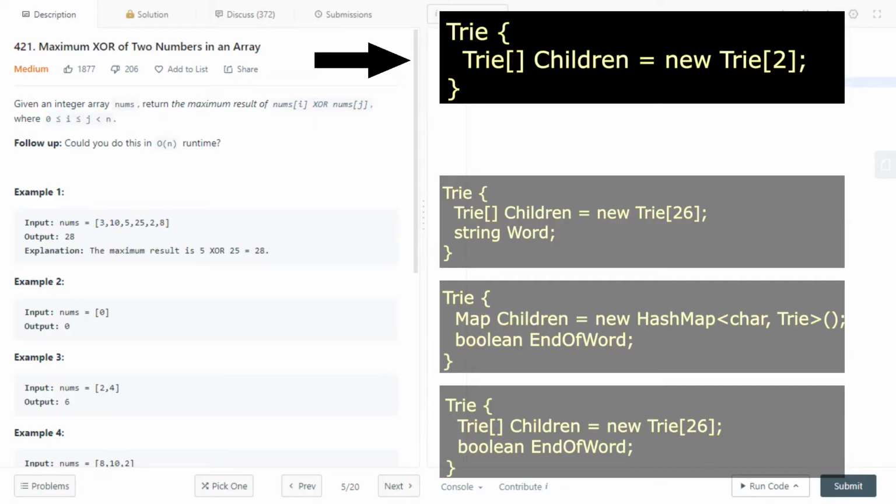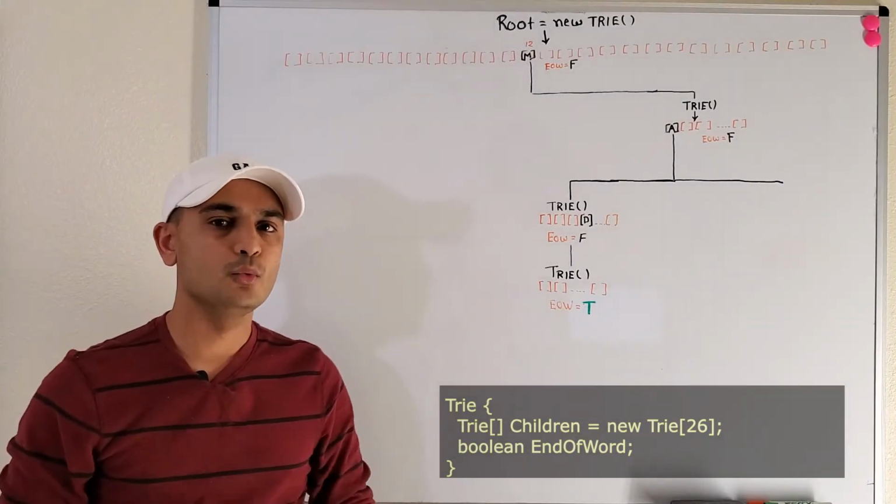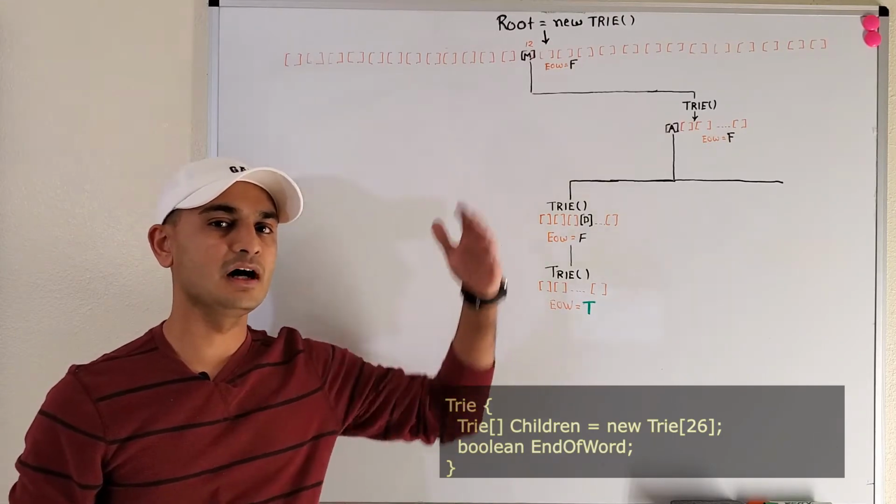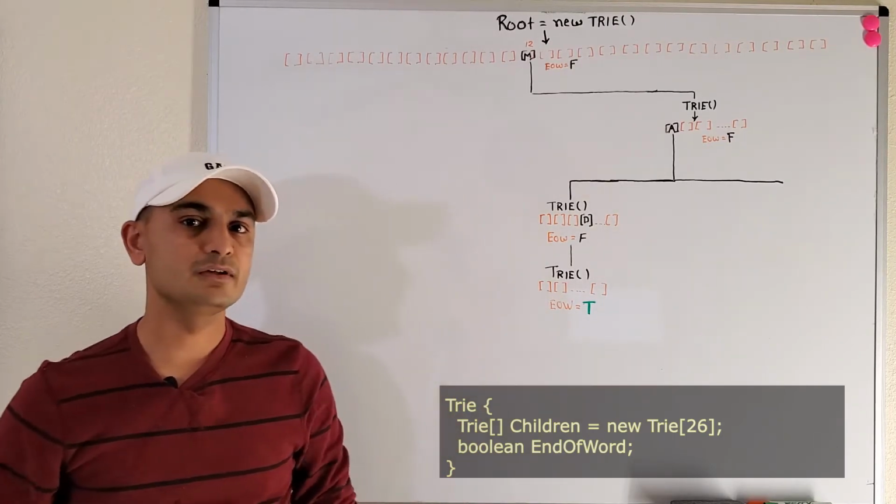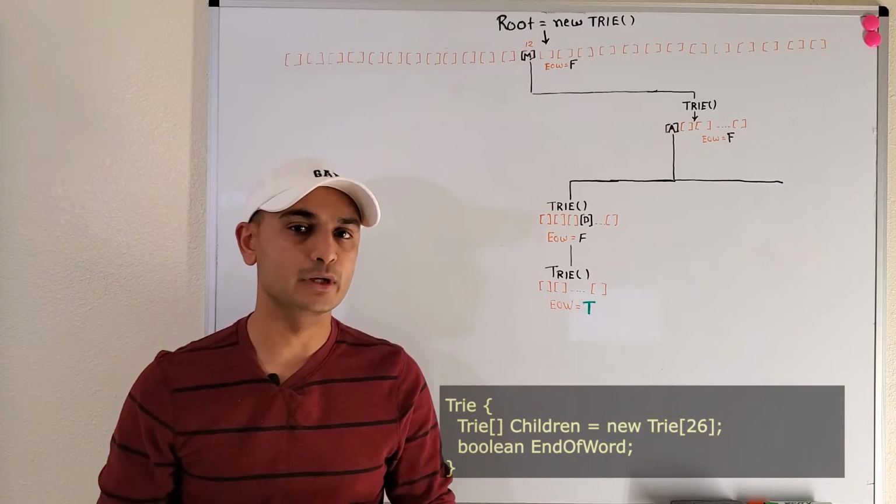In fact, there is a problem on LeetCode which deals with finding the XOR of all the numbers in an array, and that uses the Trie data structure. In that case, the children array size will be 2 because it will be holding 1 and 0. But anyways, that problem is for some other day. Right now we'll just deal with this word problem. So now we'll actually see how our Trie class performs when we start pushing words into it.